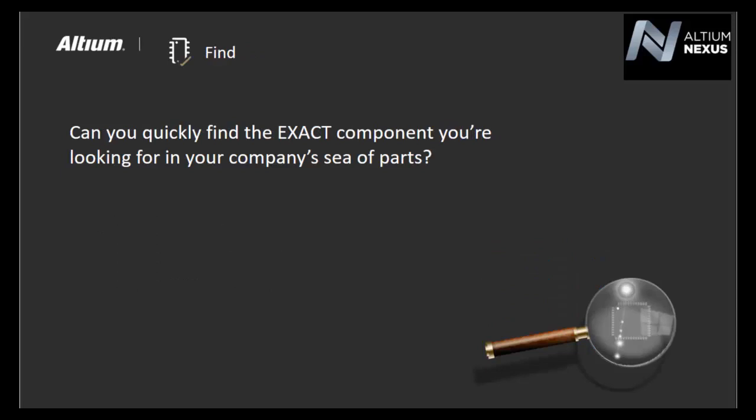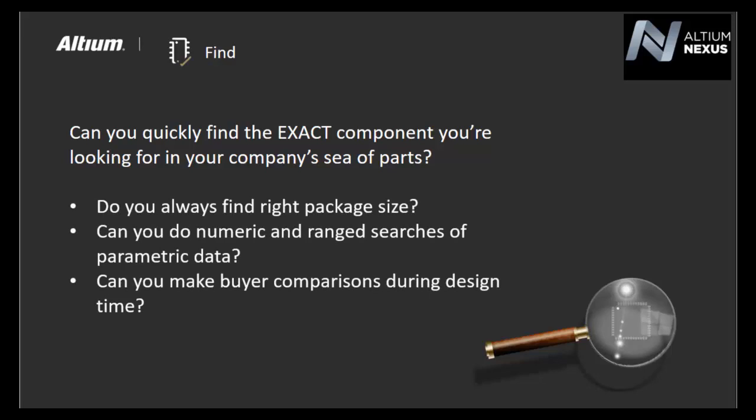As your company grows, the number of products and parts that are in your designs naturally expand. Can you quickly find the exact component you're looking for in your company's sea of parts? Do you always find the right package size? Can you do inclusion, exclusion, and range search of parametric data? Can you make buyer comparison during design time? Altium NS contains an advanced search engine allowing you to search across all part dependencies and save and share common part searches.